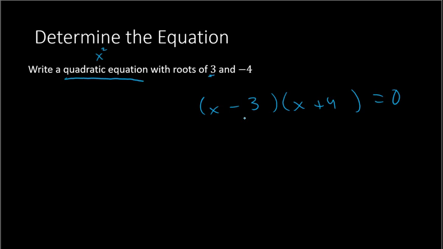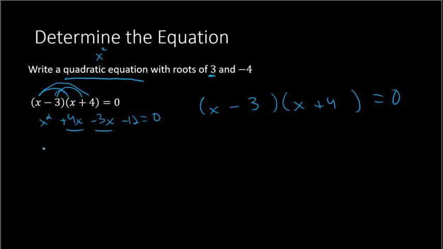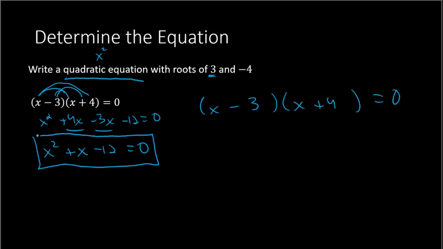Whenever you do these types of equations, you're trying to determine an equation, we take the roots and do x minus whatever root we're given. So x minus 3, x minus negative 4 makes it a plus 4. And then for this one, we can just distribute. We get x squared, and then outer would be 4x, and then inner would be negative 3x, and then last would be negative 12. So we have x squared plus 4x minus 3x minus 12 equals 0. These can combine, you get x squared plus x minus 12 equals 0. So this here is a quadratic equation that has roots of 3 and negative 4.